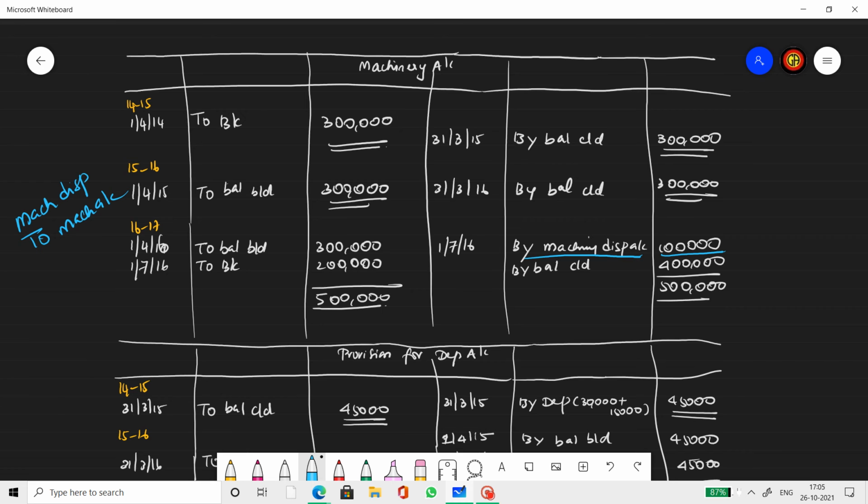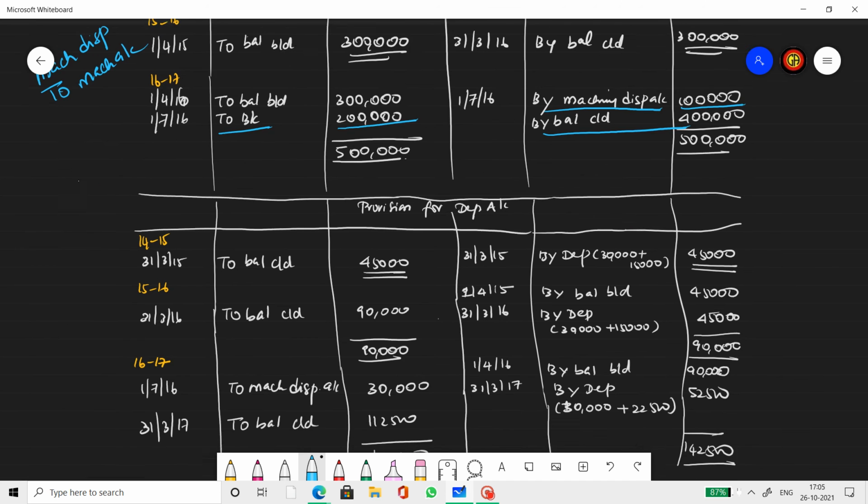And then there is a purchase. On the same day we sell and we buy. So we bought another asset for 2 lakh. Now the closing balance of the account is 4 lakh. Okay, so the machinery account for 3 years is over. Now let's go to the depreciation account.